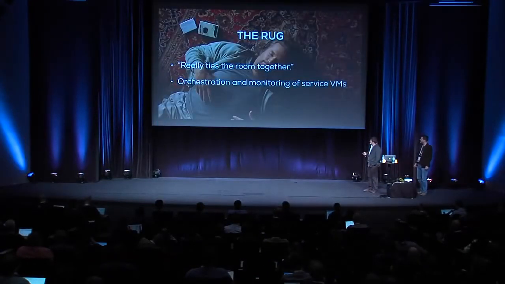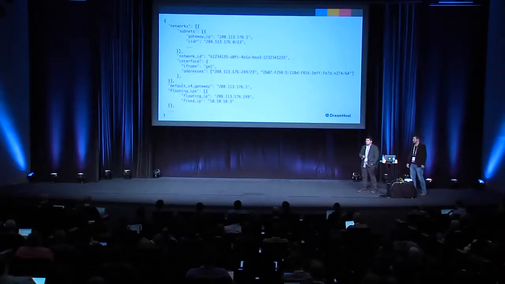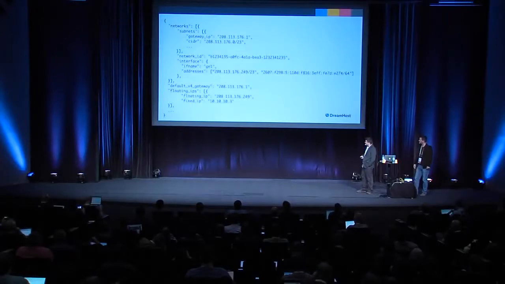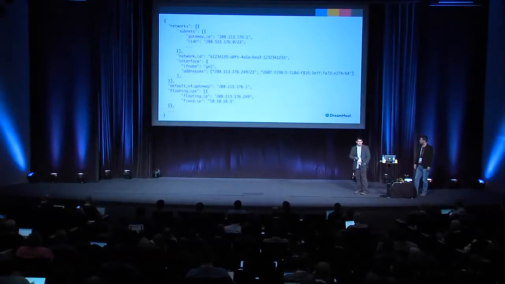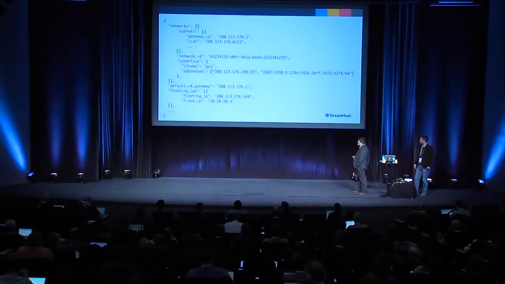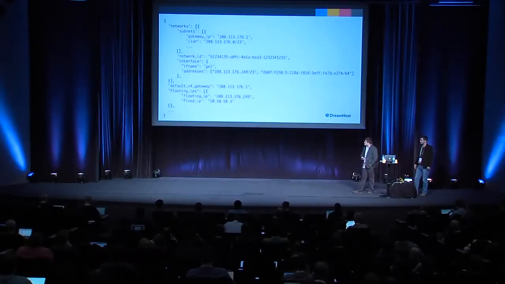Oh, we missed a slide. So this is what that configuration push looks like. It's a JSON data structure. We've really condensed this down because I want to make sure that people can read it. But if you've worked with Neutron at all, this should probably look pretty familiar. There's a lot of information in here about a network and its subnets, the interfaces and their addresses, floating IPs. So this is what gets pushed across.